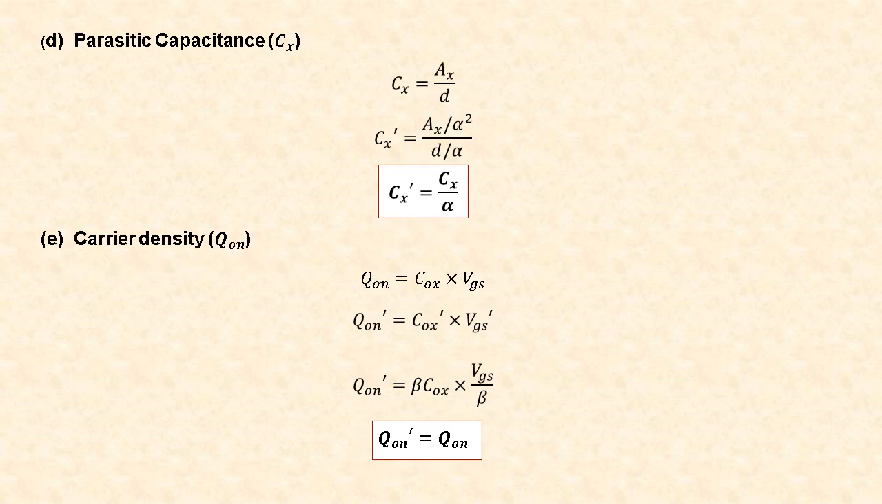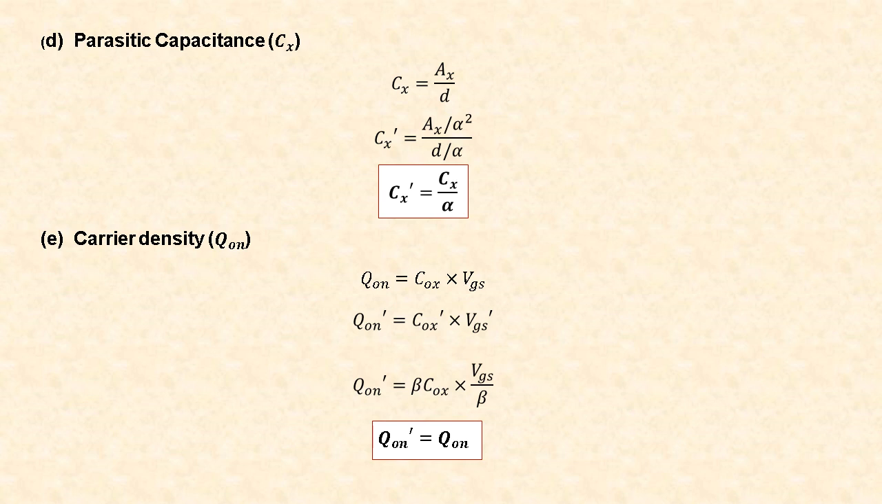Next, parasitic capacitance. The parasitic capacitance is given by area divided by D. Here D is the depletion width. Ax is the area of the depletion region. So the area of depletion region is scaled by 1/alpha² and the depletion width is scaled by 1/alpha. So the parasitic capacitance is scaled by 1/alpha.